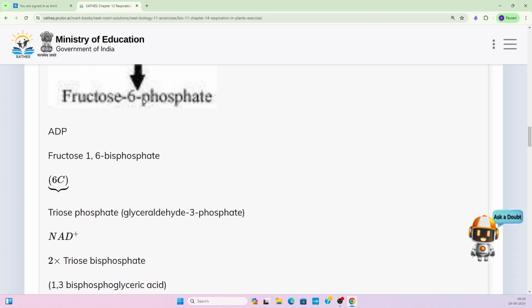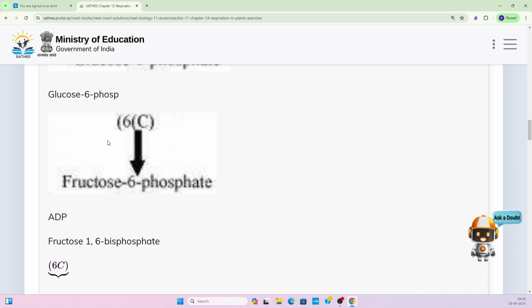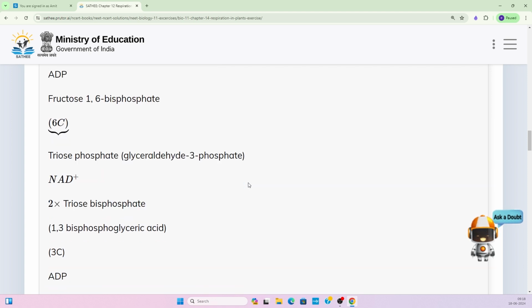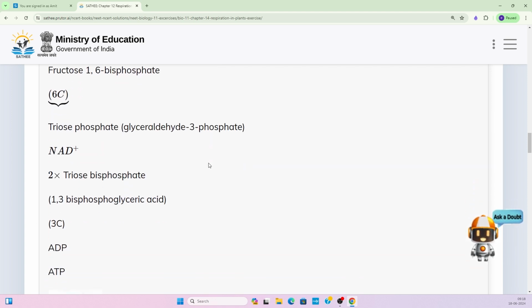Earlier this was glucose phosphate, but here it gets converted to another form. The isomerase enzyme is required here, giving fructose 6 phosphate. Now fructose 1,6 bisphosphate is changed to triose phosphate, that is glyceraldehyde 3 phosphate. Two molecules of glyceraldehyde 3 phosphate are synthesized.